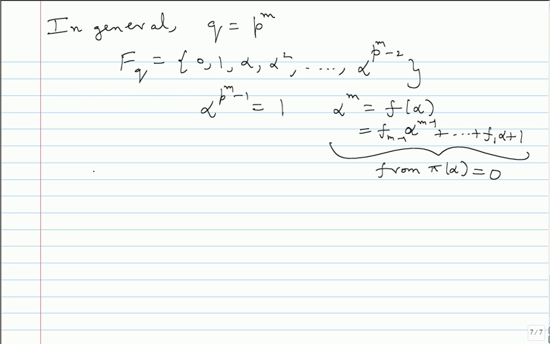I mean, every field like this will have a primitive element. It's an easier proof, but it also involves some technicalities. I'm not going to go into it. So the idea, I'll give you another way of thinking about it. Yeah, there are several books which have the proof.